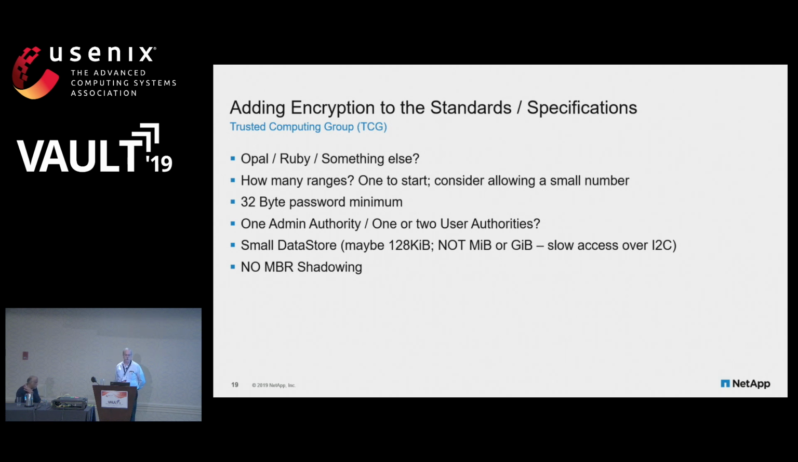Right now, within those specs, there's some amount of data store that can be accessed over the transport bus, the configuration bus. Given that we have an I2C bus, we don't want to be transferring megabytes or gigabytes of data because it's going to be very slow. So we want to make sure that we limit the amount of data that's in that additional data store.